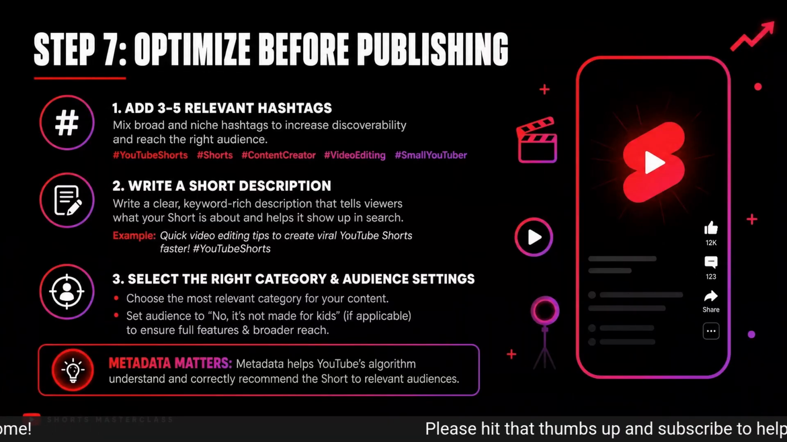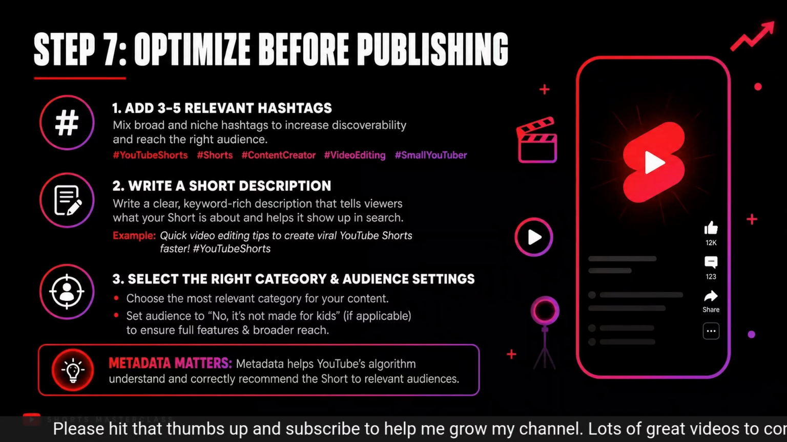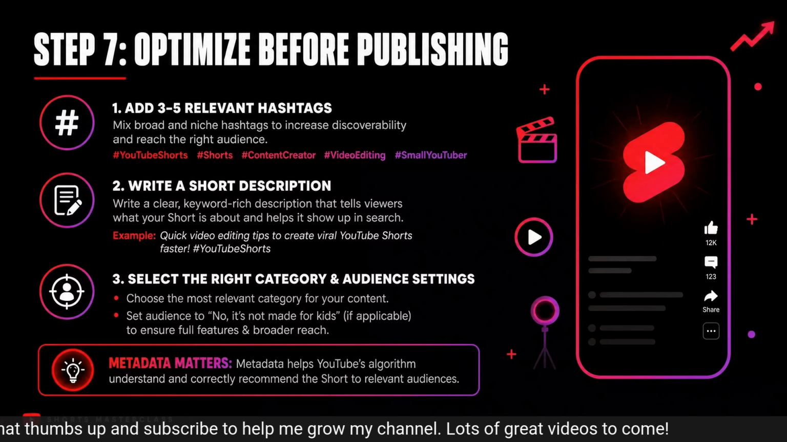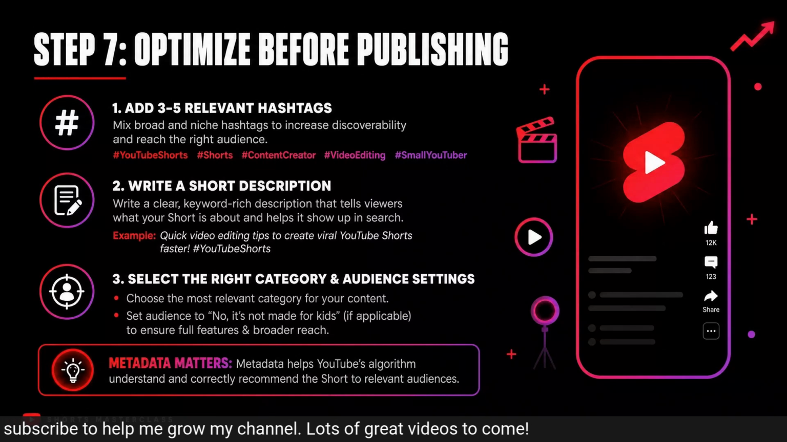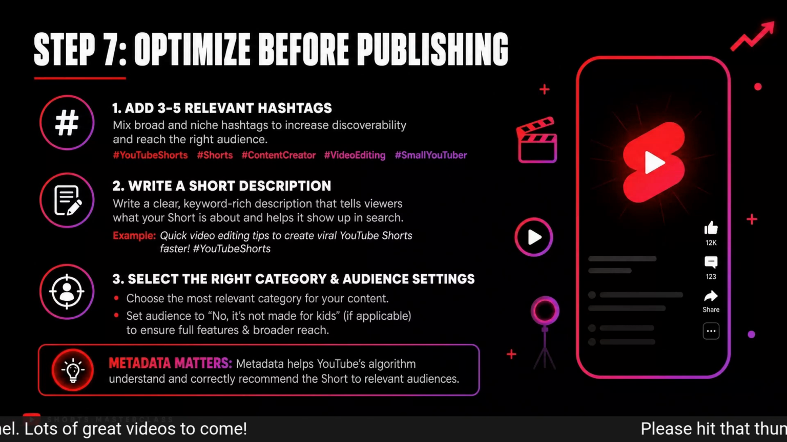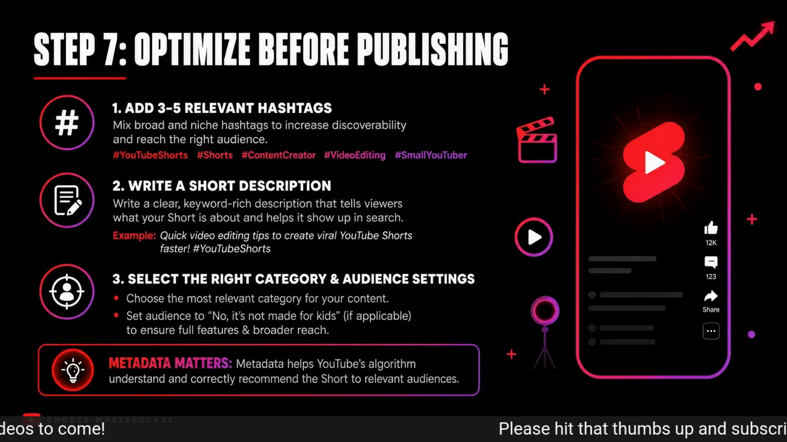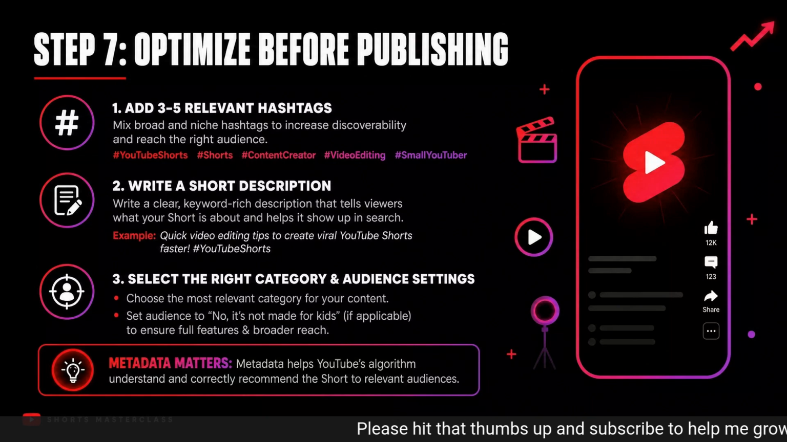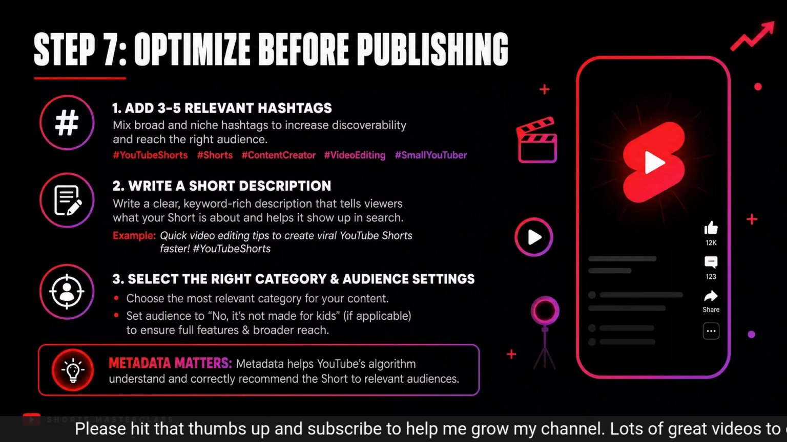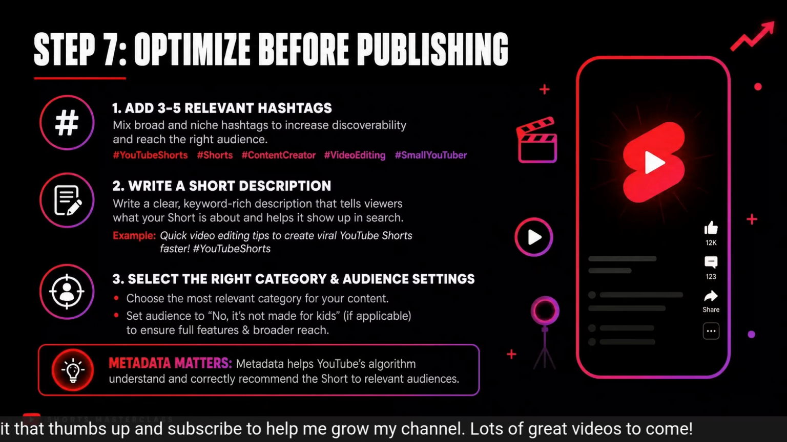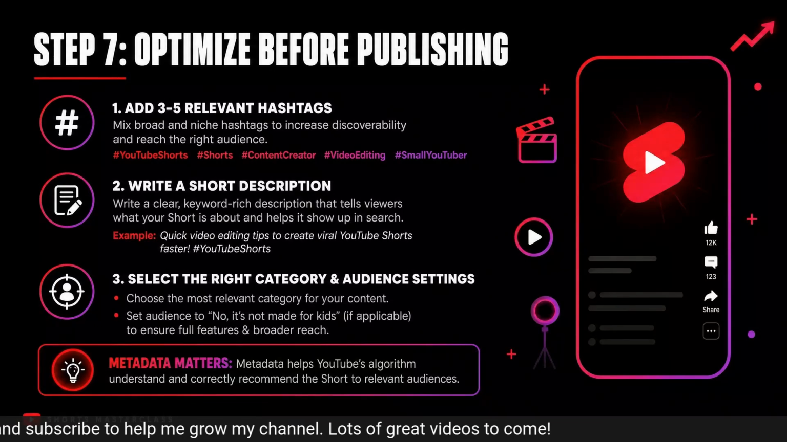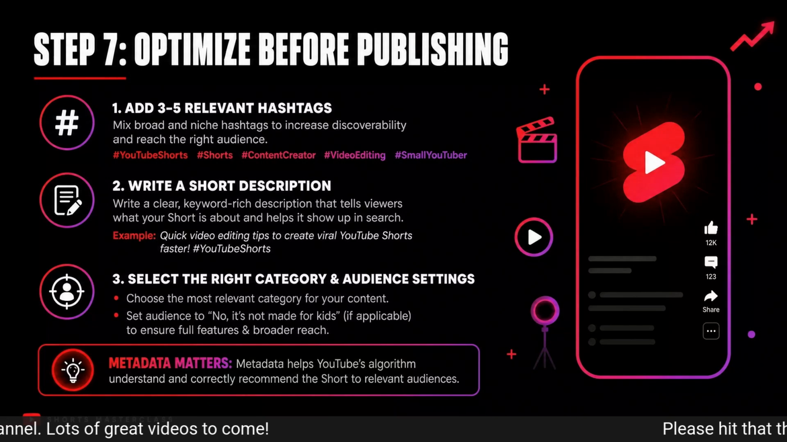Step 7, always optimize before publishing, whether that's shorts or long form. Number 1, you want to add 3 to 5 relevant hashtags. I try to keep it at 3. I never put no more than 6 in there. 3 to 5, I'd say, is probably perfect. You want to mix broad and niche hashtags to increase discoverability and reach the right audience. For example, hashtag YouTube Shorts, hashtag short, hashtag content creator, hashtag video editing, hashtag small YouTuber.